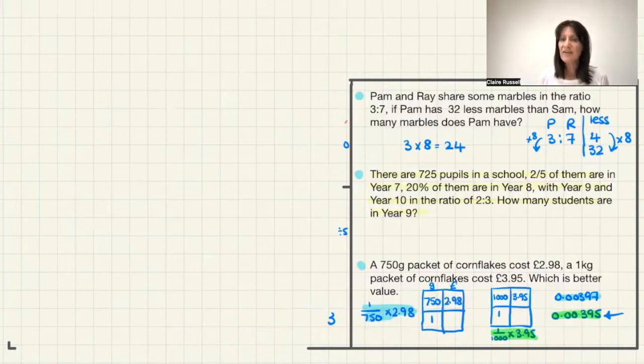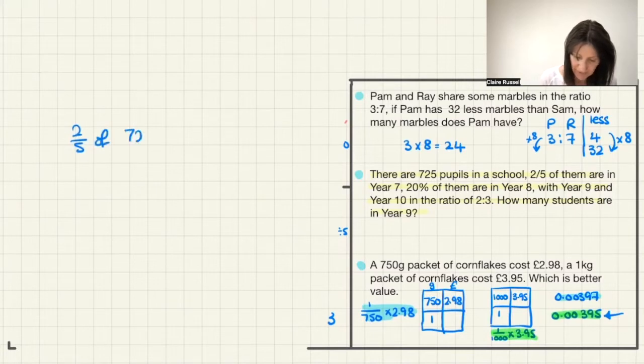These questions have a lot of marks attached to them. So there's a lot of work. Each stage basically gives you marks. Okay, so we are going to be doing 2/5 of 725. Okay, so this is a divide by the bottom, times by the top.